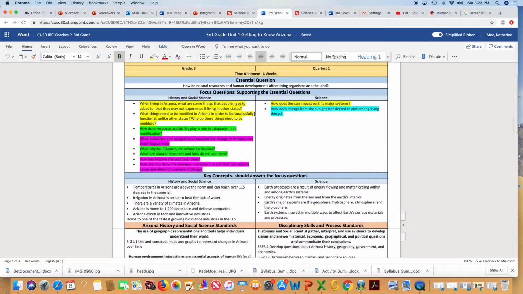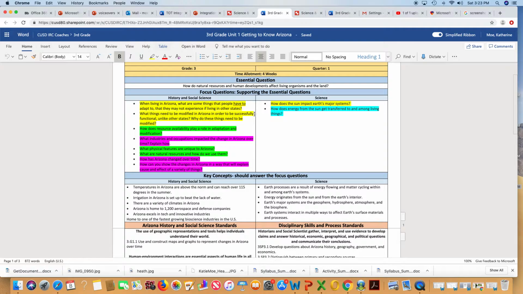So we came up with all of our focus questions, and then we looked at them and thought, which ones of these would we be able to teach together? So you can see when the colors are the same. On the left, we have our first two bullets on history and social science, and our first bullet on science are all the same color. We thought that we could organically teach those together within the lesson and really have a deep understanding of those focus questions on both sides of the coin, both the social studies and the social science coin.